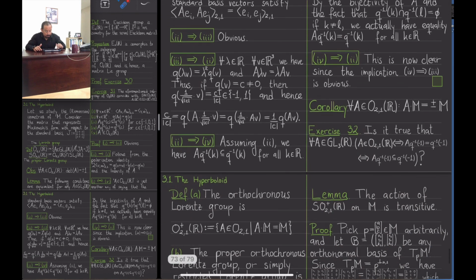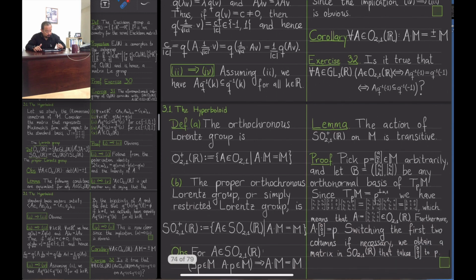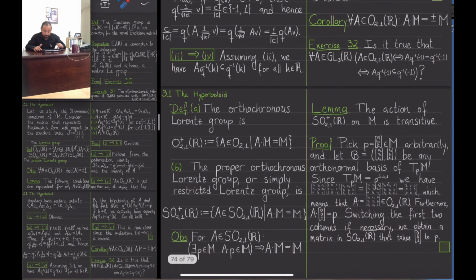I think. Okay, so some terminology and some nomenclature. I already hinted here that maybe we don't have to look at the whole group, at the whole O21, but at the subgroup of those A's that actually preserve M. We're going to do that, and that is called the orthochronous Lorentz group.